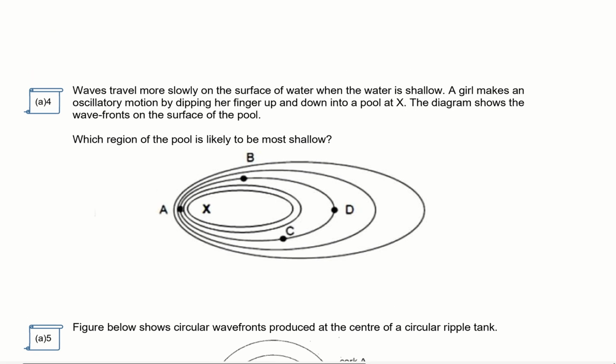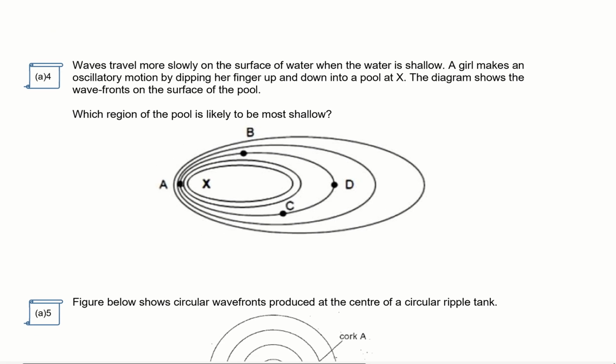Okay, A4. Waves travel more slowly on the surface of water when the water is shallow. So actually, sometimes the question tells you the key fact, right? So shallower, slower. A girl makes an oscillatory motion by dipping her finger up and down into a pool at X. The diagram shows the wavefront. Where is it likely to be the most shallow? Slower means shorter wavelength. So A will be most shallow, correct? Because the wavelength is the shortest.